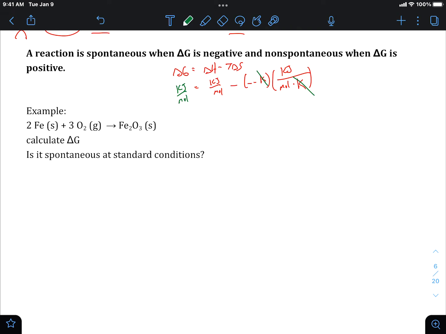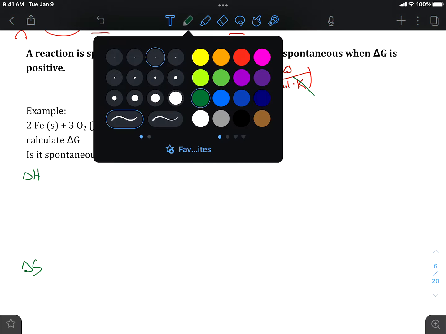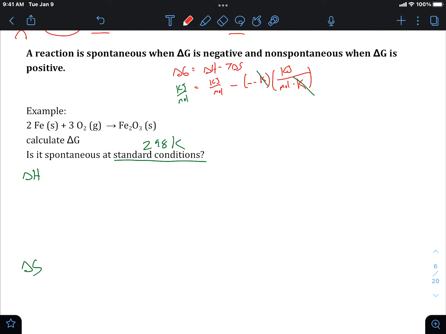So let's pull up your enthalpy chart data. And I want to calculate two things. I want to calculate delta H and delta S, and then we're going to calculate delta G. And this says standard conditions, so that means 298 K. So what I do, just a little tip, I literally look the values up and I write them above the reactants and products on the sheet, just so that I know which one is associated with which.